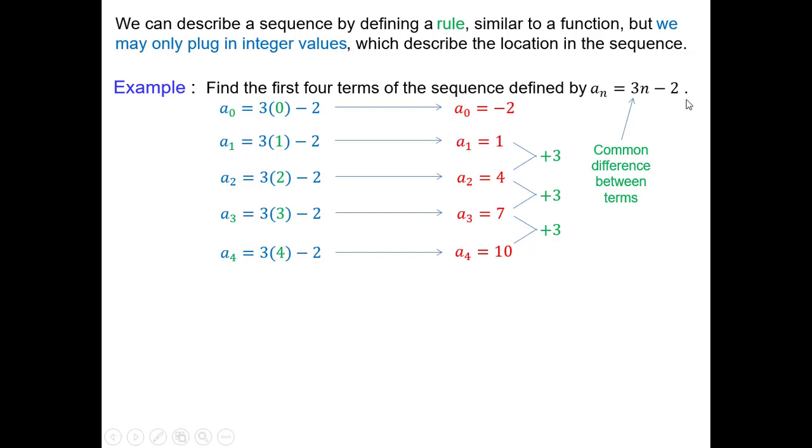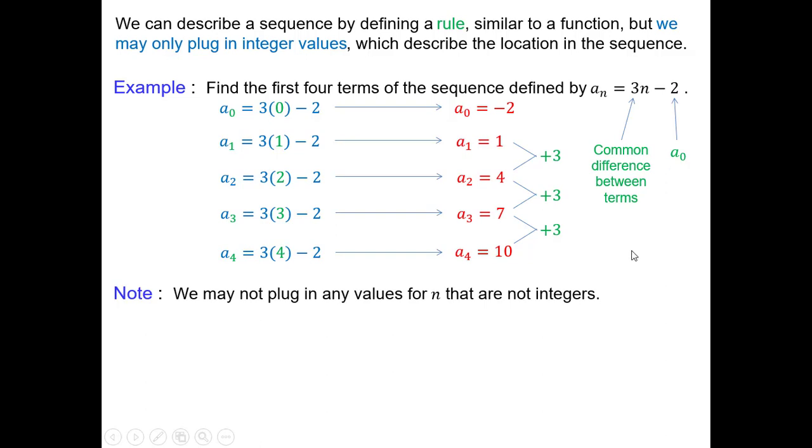Well, you should notice as well that that -2 is actually referring to the A0 value. So in our arithmetic sequence rule, it appears that the n is going to be multiplied by the common difference, and the number added or subtracted from the end is our 0 term.